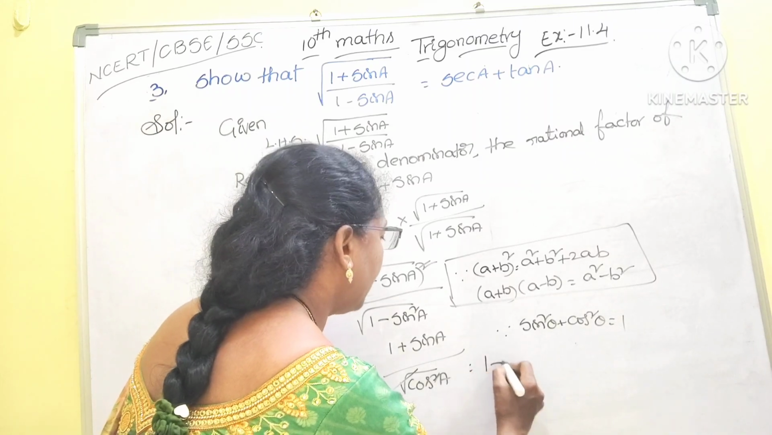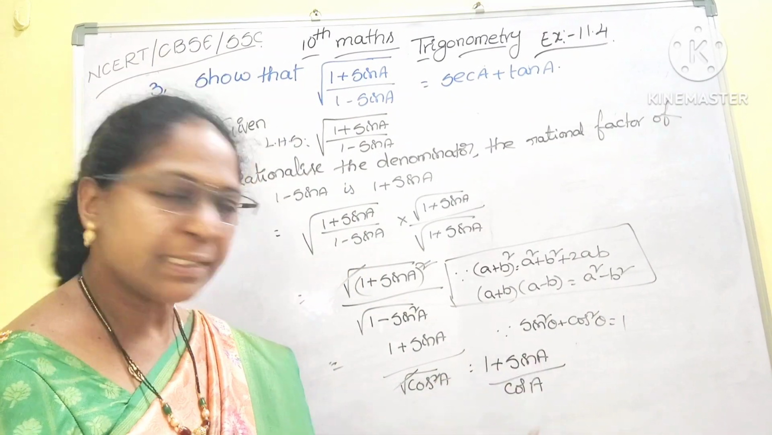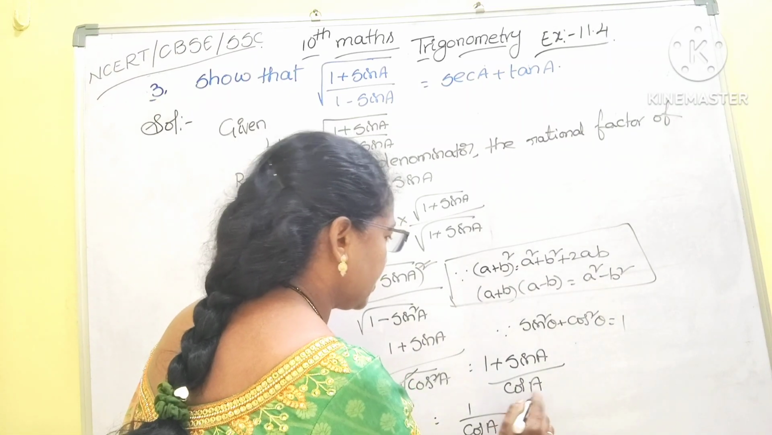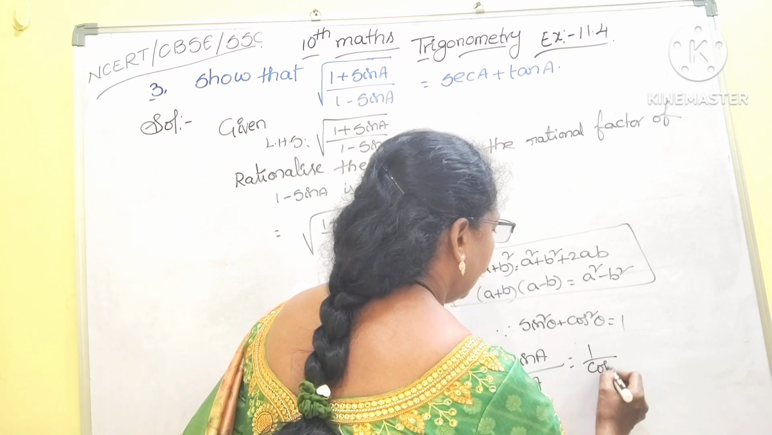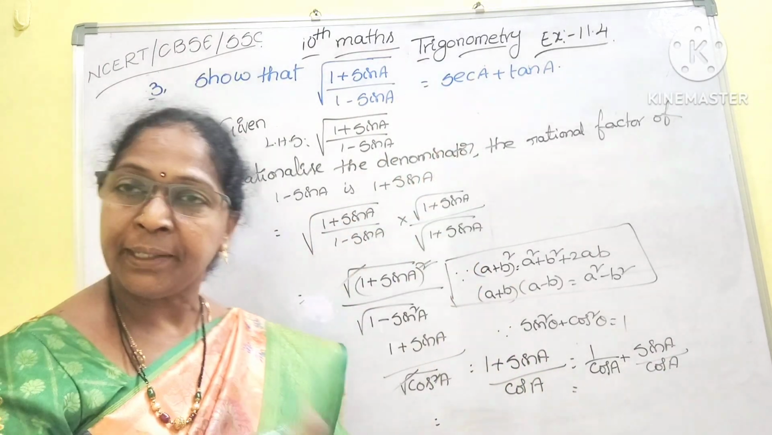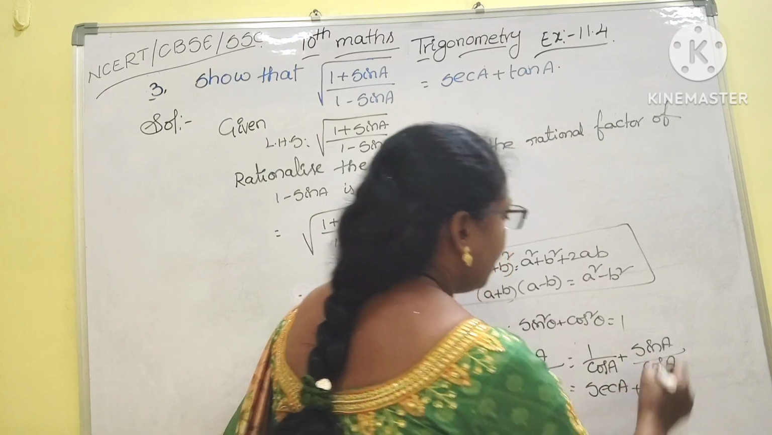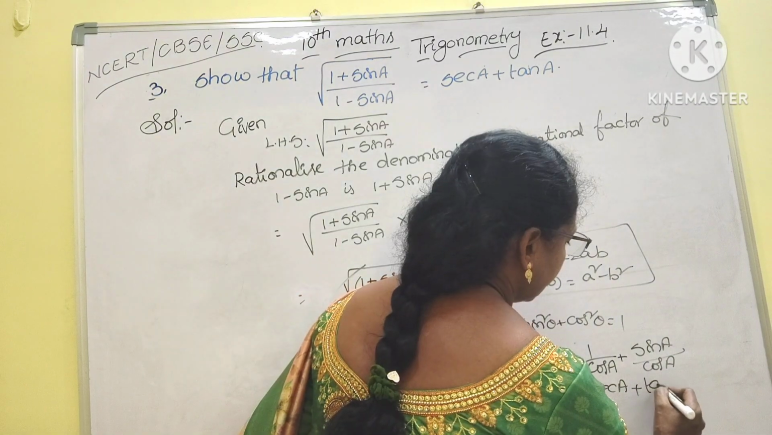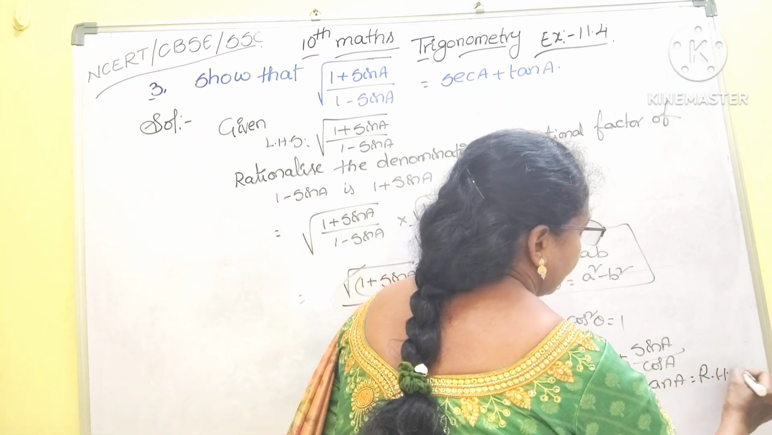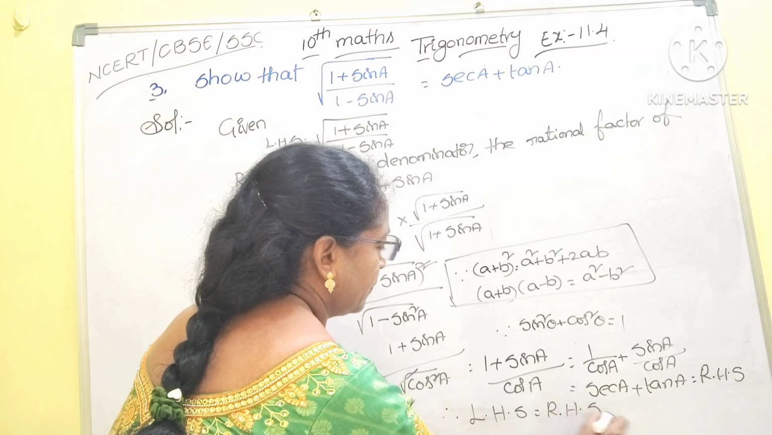The remaining terms are 1 plus sin A by cos A. That means 1 by cos A plus sin A by cos A. Just write down 1 by cos A plus sin A by cos A. Where 1 by cos A equals secant A, and sin A by cos A equals tan A. Now see here, the RHS value is secant A plus tan A. So therefore LHS equals RHS. We showed it here.